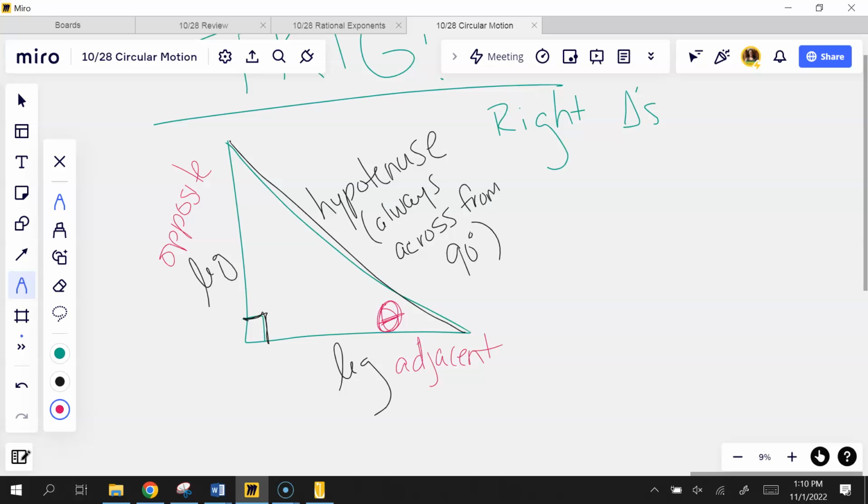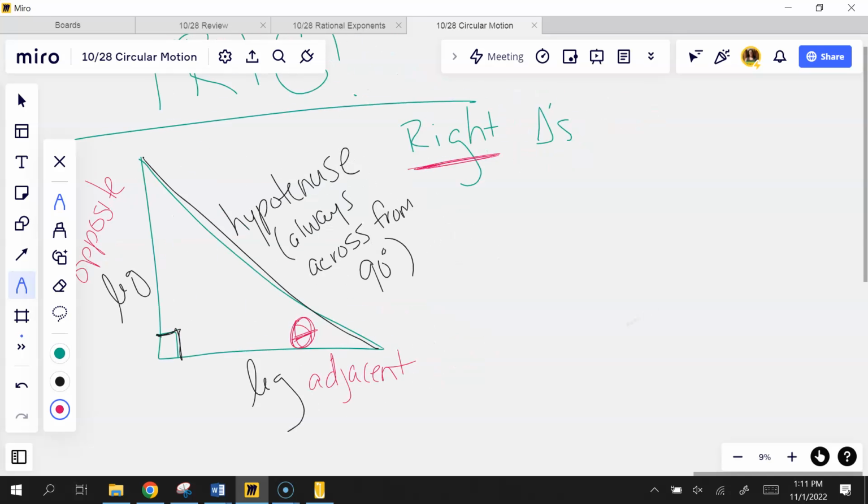Okay, so we're going to learn some new ones too. The three basic trig functions are ways that allow us to find some missing sides of triangles. We can find some missing angles if it's a right triangle. Remember, this only works with what kind of triangles? Right triangles. Trig only works with right triangles. All right, y'all ready?